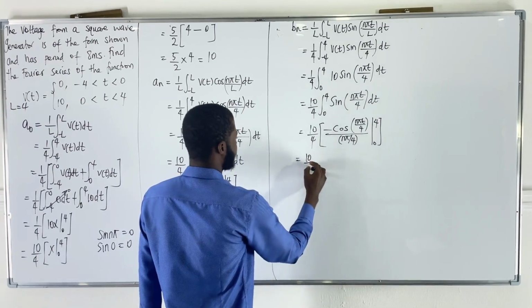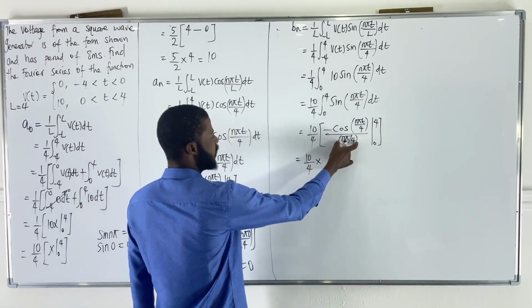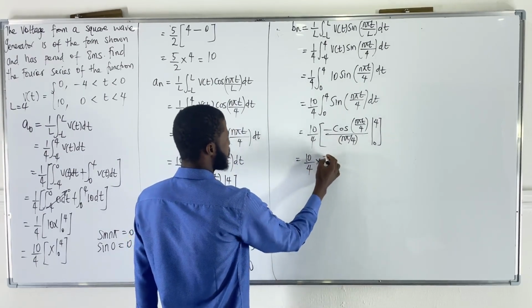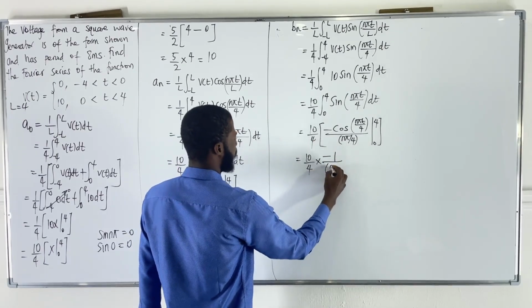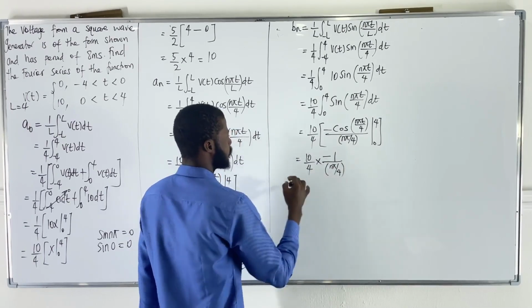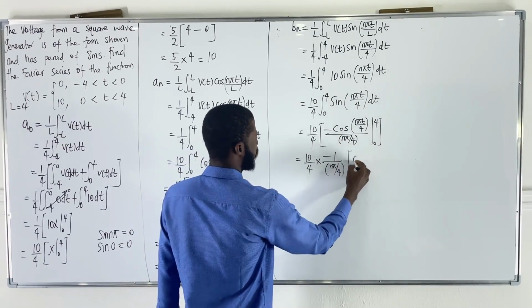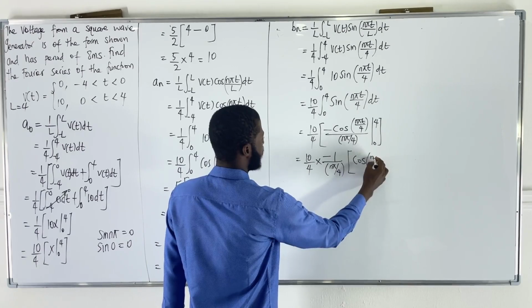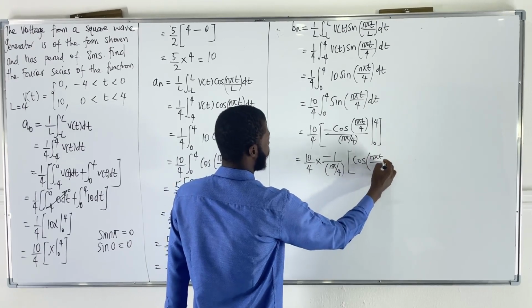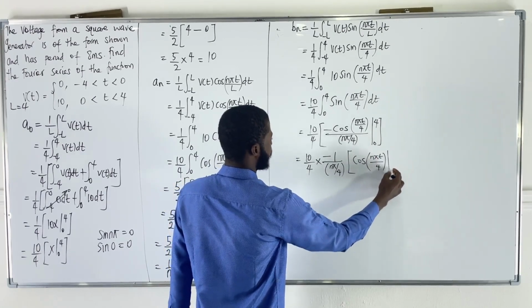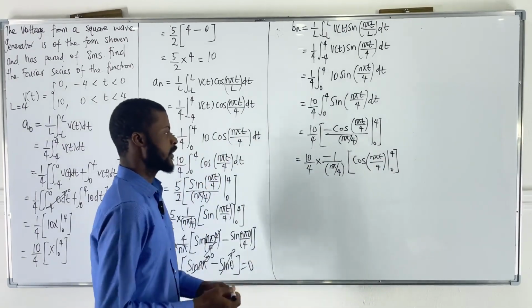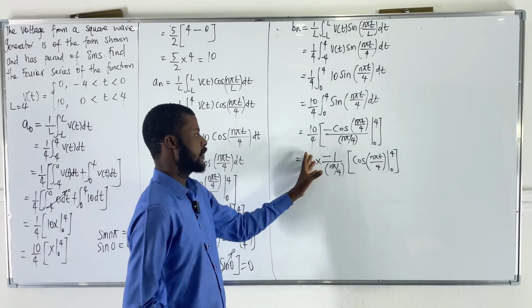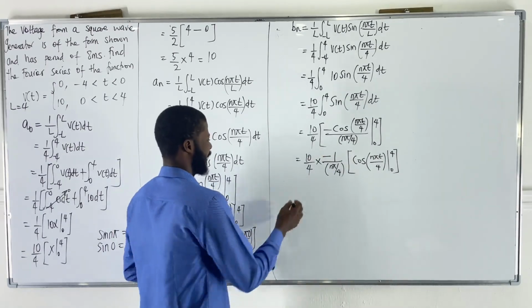So this is 10 over 4 times, this is a constant, so this is times minus 1 over n pi over 4. And then we have cosine of n pi t all over 4 from 0 to 4. Okay, now at this point, let's simplify.